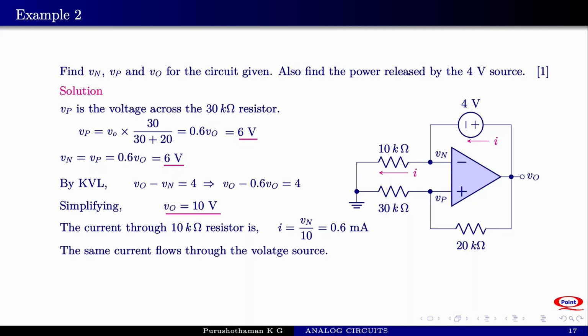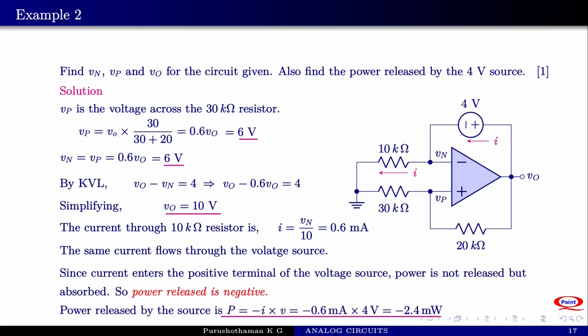And now you can see that the current enters the positive lead of the voltage source. So the power is not released by the 4-volt source, but the power is consumed. So if you are asked power released by the source, it must be negative. So the power released by the source is equal to minus I into V, which is equal to minus 0.6 mA into 4 volt, minus 2.4 milliwatt. So this is our solution. Vp equals 6 volt, Vn equal to 6 volt, Vo equals 10 volts, and P is minus 2.4 milliwatt.